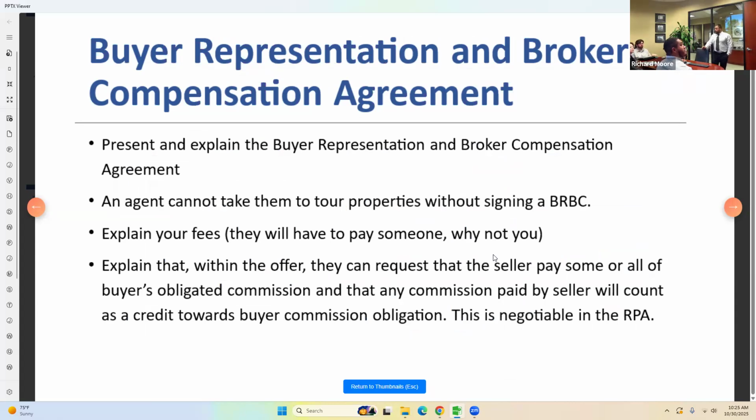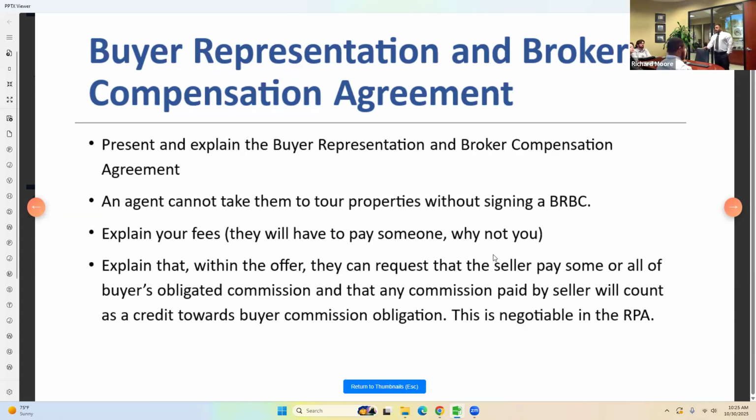So you want to show them the BRBC and explain to them that you can't show them any properties until this is signed. Just like the seller has a listing contract with an agent, the buyer has a buyer's contract with an agent. And if you show them any properties without having it signed, you could potentially be fined $2,500, because it's also California state law that you can't show properties without having a BRBC signed.